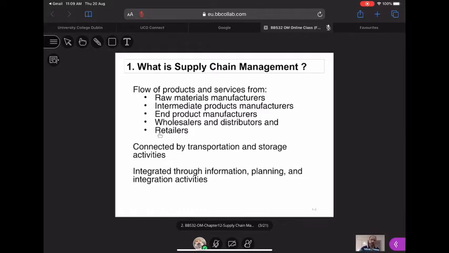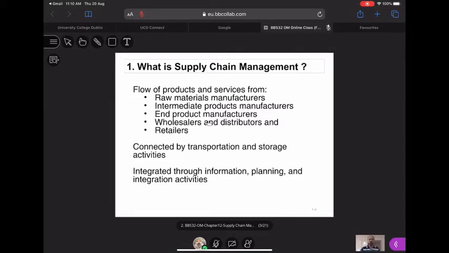Then thirdly, you go to end product manufacturer. End product manufacturers are those companies that make the product itself. So they take different kinds of whatever these intermediate product manufacturers have created, and then they make it into a product. These end product manufacturers are those companies that make television, that make computer, that for example, McDonald's, they make burger and so on. So these are end product manufacturer.